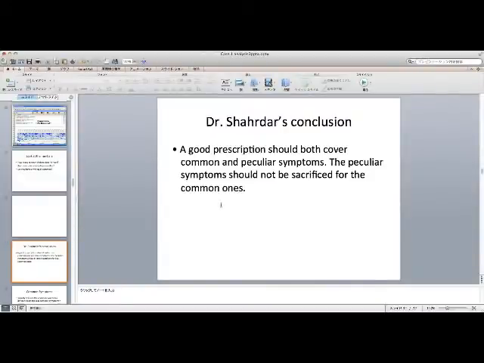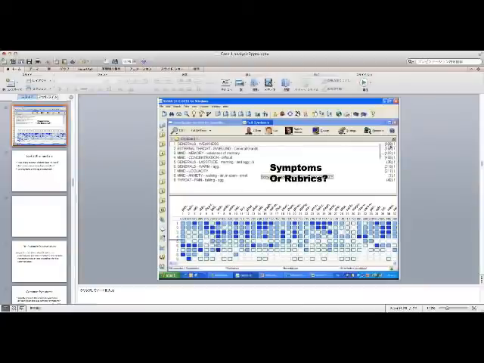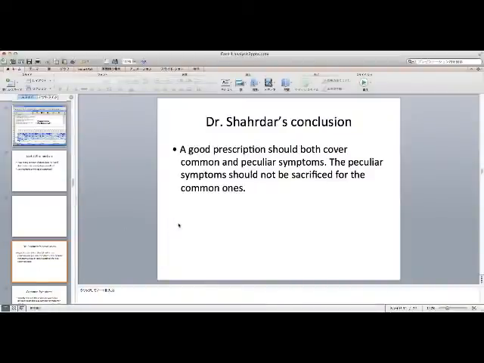Now, Dr. Shadar's conclusion is a good prescription should cover both the common and the peculiar symptoms. So he's saying we need these symptoms and the more peculiar ones. We need them both. You can't cover one or the other. And the peculiar symptoms should not be sacrificed for the common ones. Okay. I don't quite understand the implication of this, because usually we concentrate on the peculiar symptoms. That's what we're usually told.